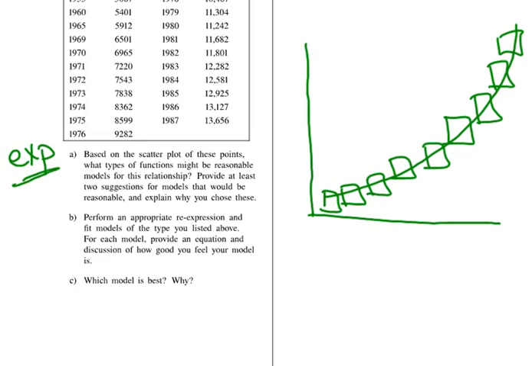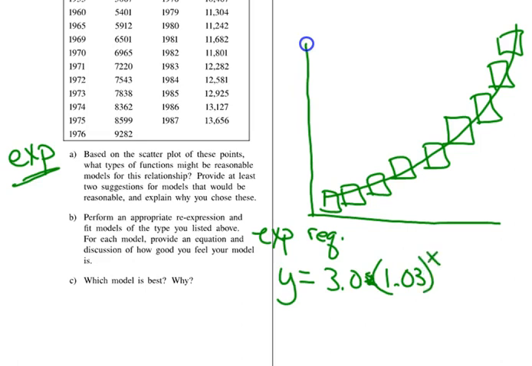Perform an appropriate re-expression. That means that you would have to do an exponential regression, which you can do right on your calculator. It's just like linear, it's just a different button. And the equation that you get for that is 3.0 times 1.03 to the x. But don't worry about this one. There isn't one that hard on the test.